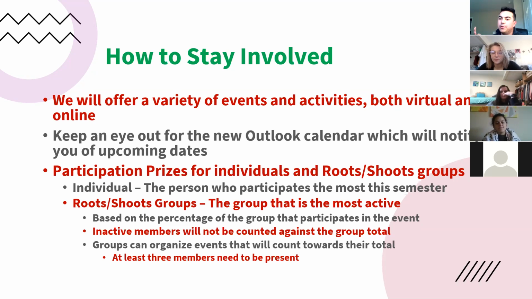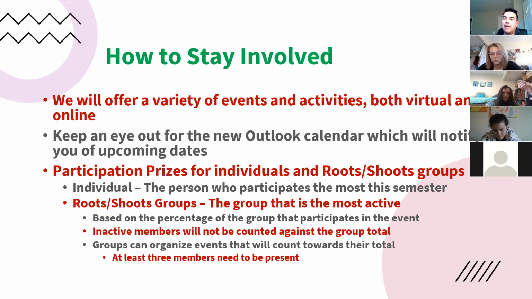So if you have 4 people in your group and 2 of them showed up to an event, you guys would get half a point. If one person showed up, you'd get a quarter of a point, and it'll just go like that. That way no group is punished for having fewer members than another group. Inactive members will not be counted.